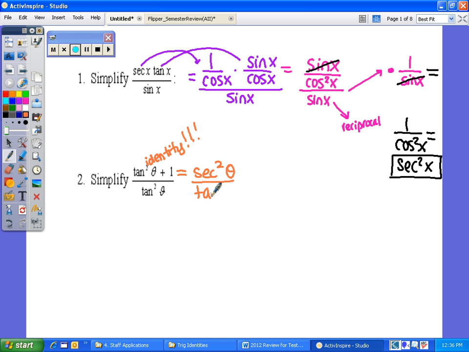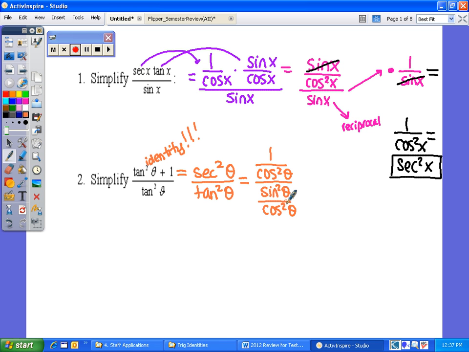So we're left with tangent squared on the bottom. And now we can simplify this. Secant becomes 1 over cosine. Tangent becomes sine squared over cosine squared. Now this is also an identity, it's secant squared minus 1, but it really won't do anything to the problem if you change that to the identity. So it's easier just to change it to what we call the quotient identity.